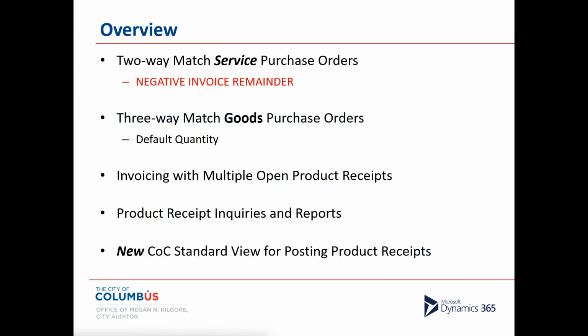We're going to quickly cover a few points around receiving and product receipts today, including negative invoice remainder for two-way match POs, the correct default quantity for product receipts, invoicing with multiple open product receipts, some of the reports and inquiries that are available to users around product receipts, and then a new standard view for the posting product receipts page when creating or correcting product receipts.